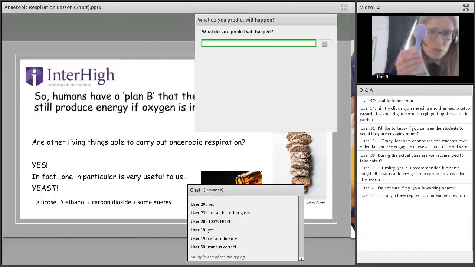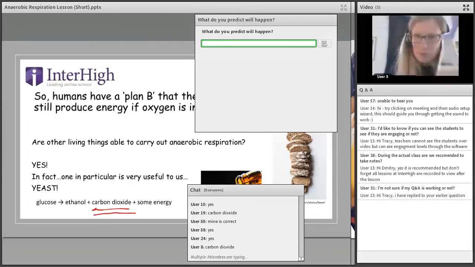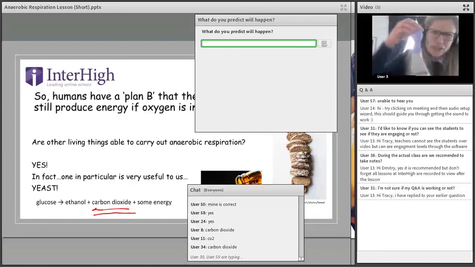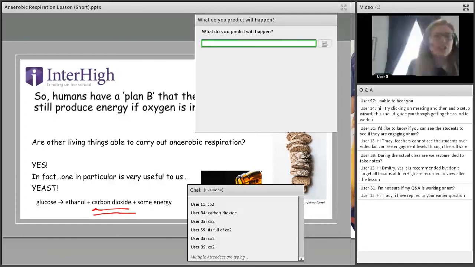Some of you said it will fill up with air. Okay, so if we bring the chat pod in, do we think that was a correct answer? What do you think? Do you think that balloon's full of air? Got some yeses and some nos. Okay, let's have a look at the information that's on the slide.